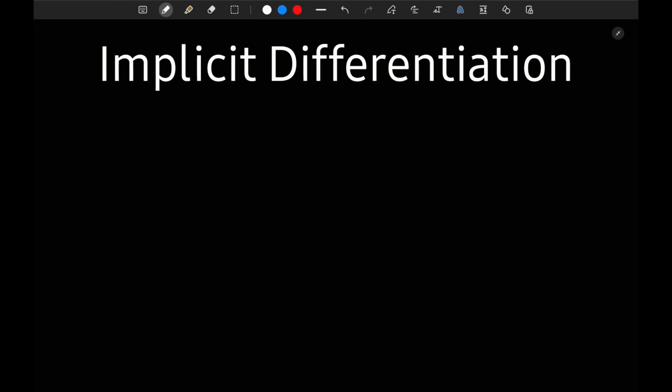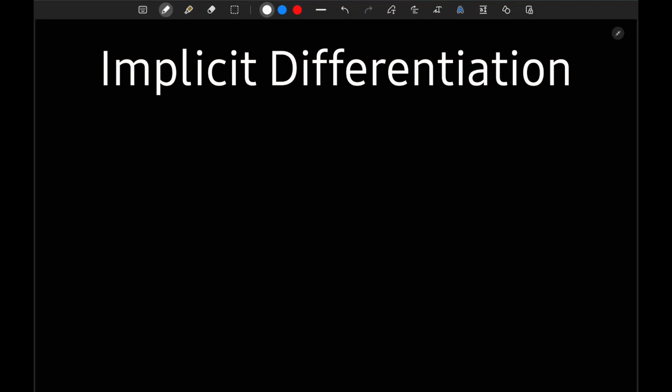Hello and welcome. In this video, we will cover implicit differentiation. First, we'll just go over what implicit differentiation is and cover some basic examples. Then we'll cover product rule, quotient rule, and chain rule, all using implicit differentiation. Feel free to skip ahead to those using the time codes in the description.